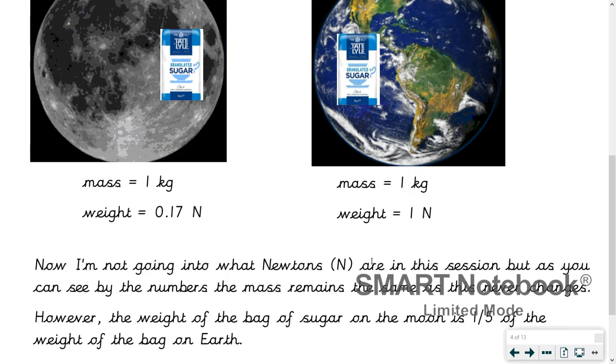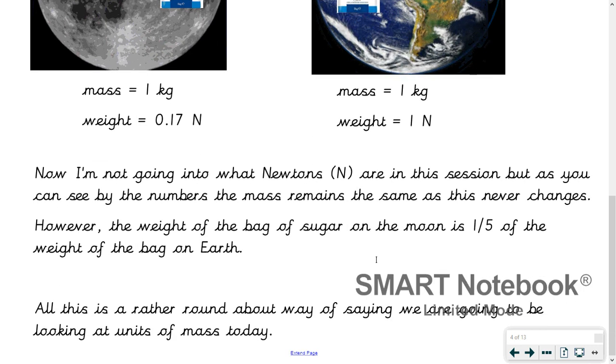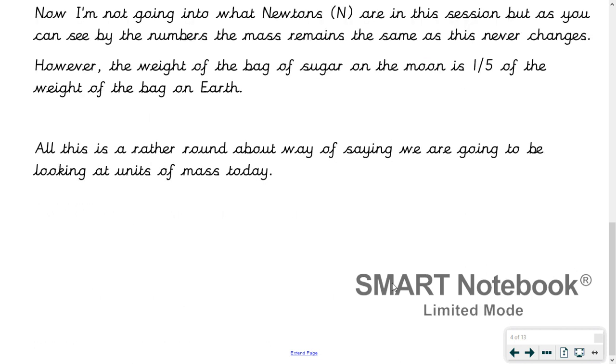So we were talking about not going into what newtons are, there's lots of different measures, but actually on Earth and on the moon, the mass remains the same. Okay, but the weight is about a fifth on the moon of what it would be on Earth. It all is a big roundabout way of saying we're not going to look at any of that, don't panic. It's just saying we're going to be looking at units of mass, not weight. But that's me explaining to you why.